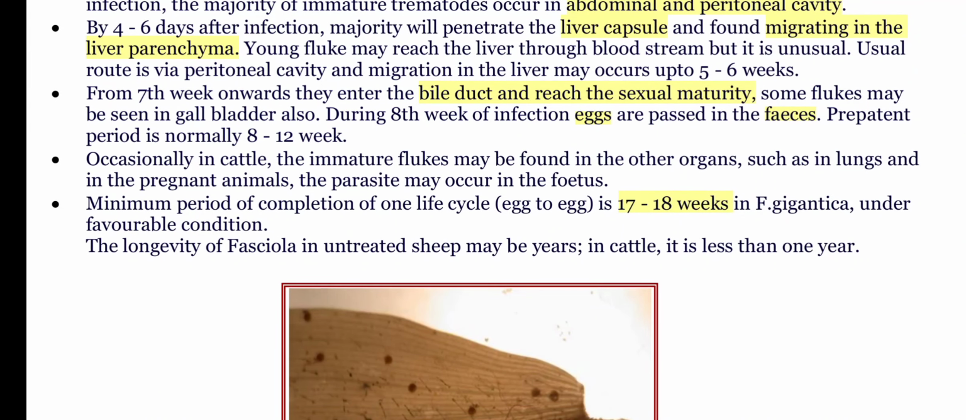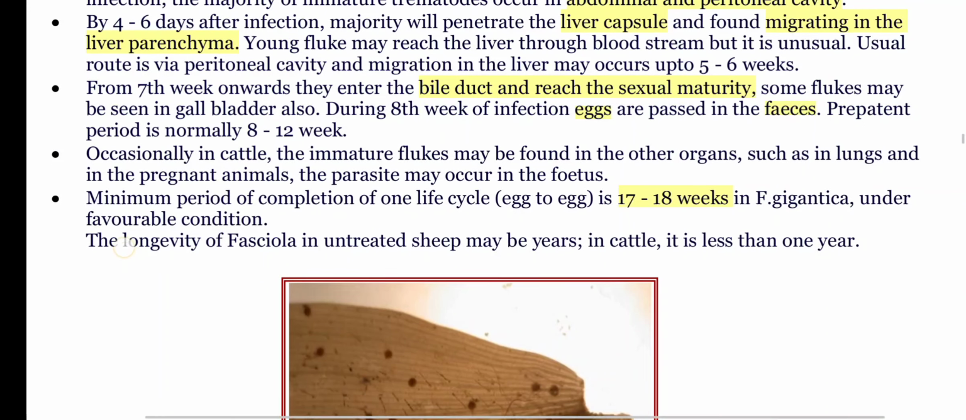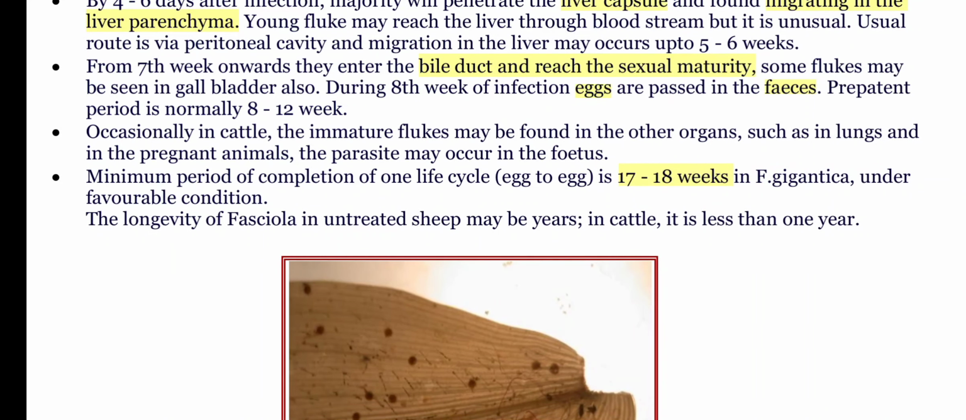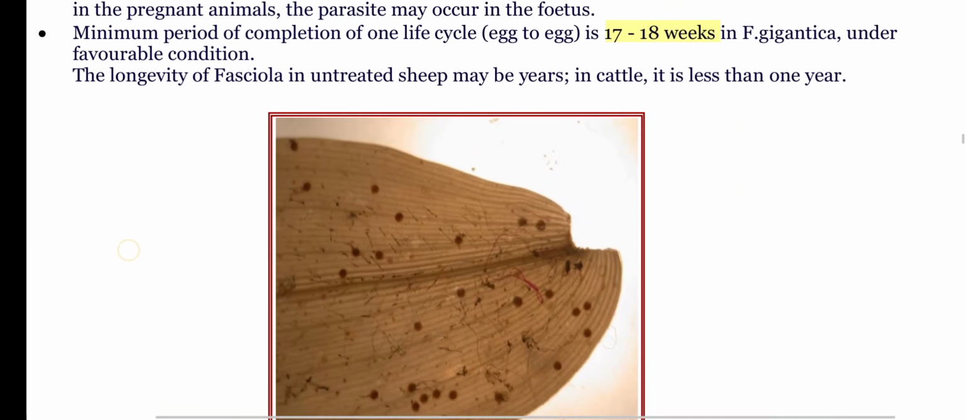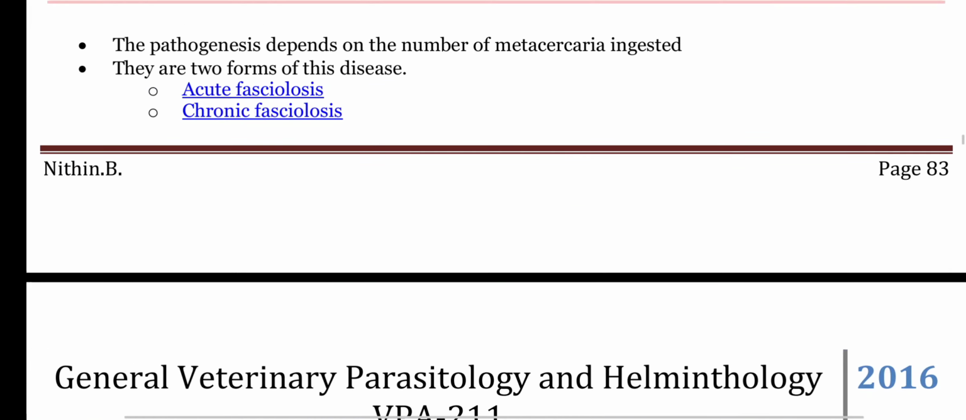And after the migration inside the liver, it will reach the bile duct, where it attains its sexual maturity, and inside the bile duct it will start laying the eggs, and those eggs will be passed in the feces. And this whole life cycle will take around 17 to 18 weeks, and this is about the life cycle. Now let us look at the pathogenesis.